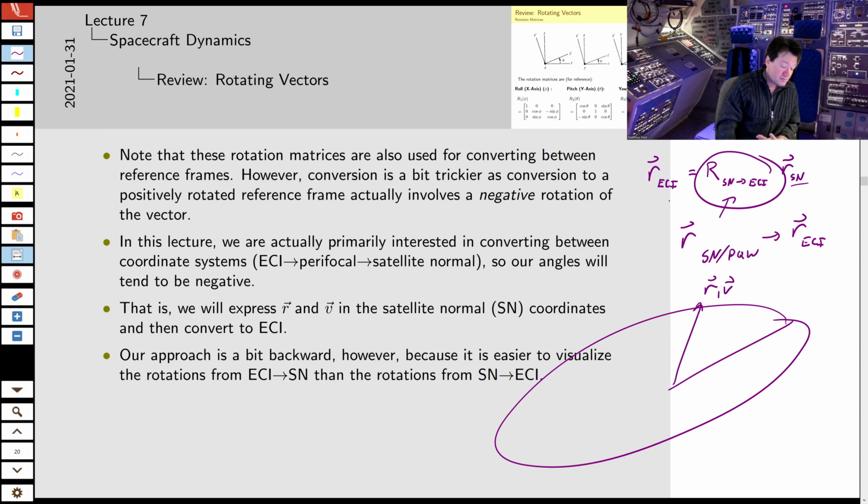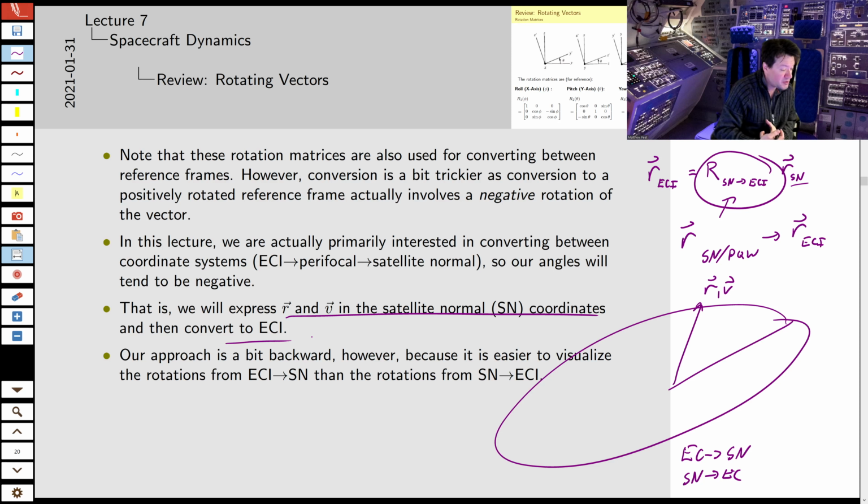Okay. That's even more complicated in our case because, as we've defined these rotation angles, these orbital elements, in lecture 6 we went from ECI to satellite normal. So we had a sequence of rotations getting from the ECI to satellite normal. And so now we're going to have to reverse those rotations because what we're actually looking for is satellite normal to ECI. So we're going to express those position and velocity vectors in satellite normal and then convert to ECI.